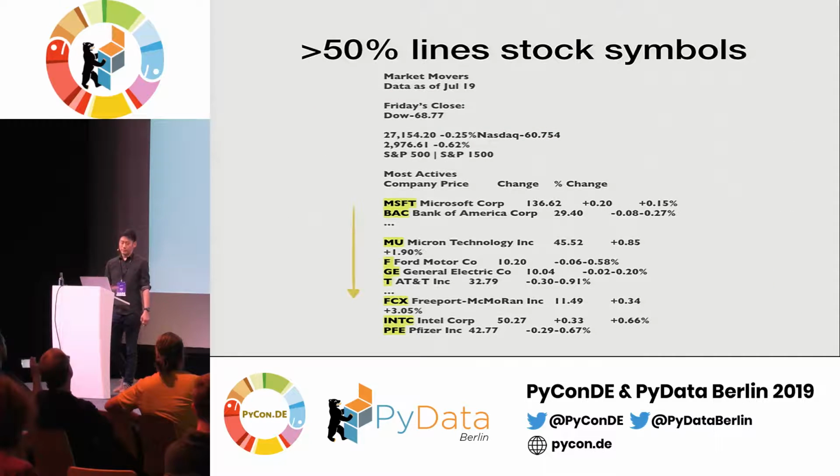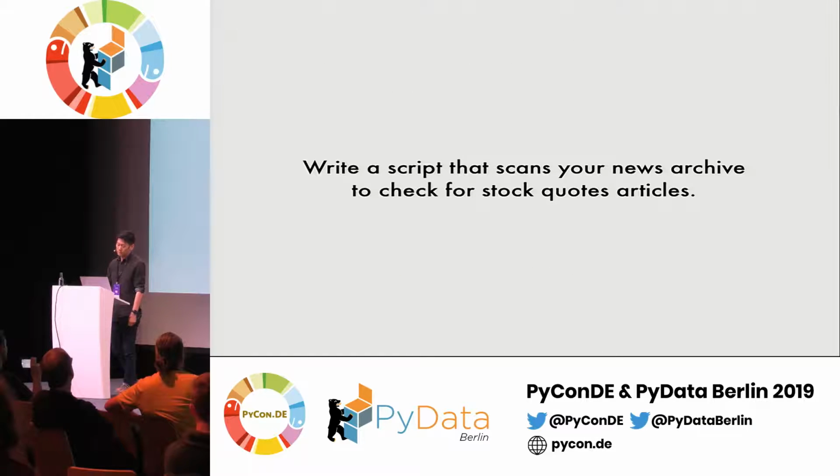And the way you can tell it's bad is by inspecting the text, and if more than 50% of the lines start with a stock ticker symbol, then you can tell that it's bad. So the task that you have to do is write a script that will scan your news archive to check for those stock quotes articles.